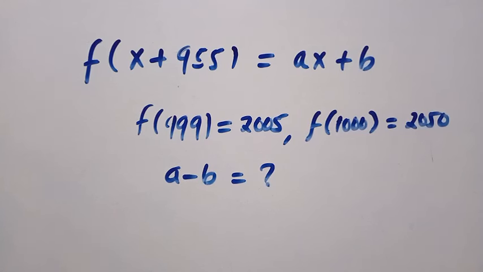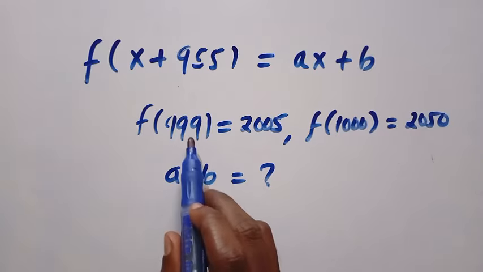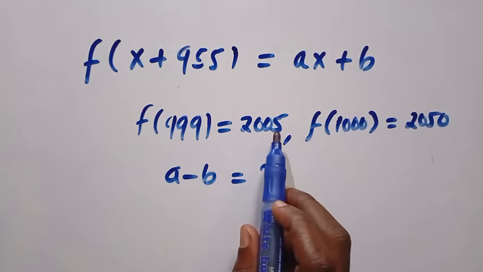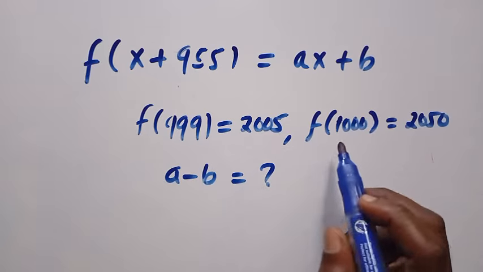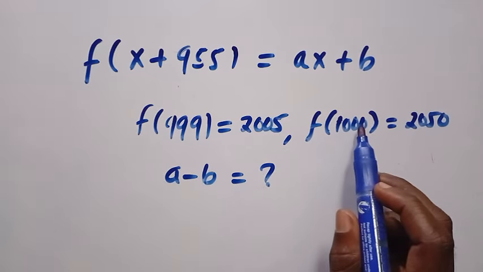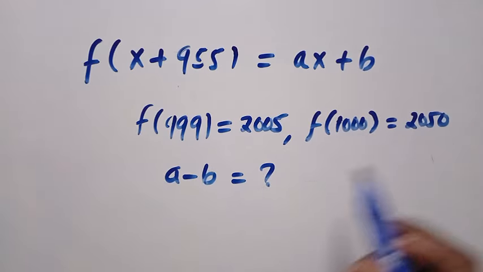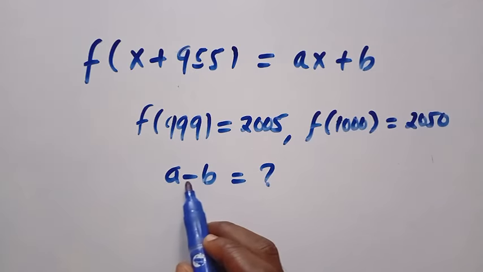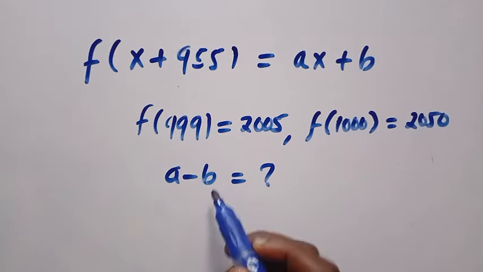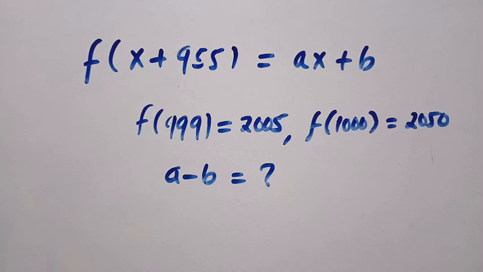How to solve these nice functional equations? We were given f of x plus 955 equals ax plus b. Also, f of 999 equals 2005. Then f of 1000 equals 2050. We are trying to find a minus b given this expression.